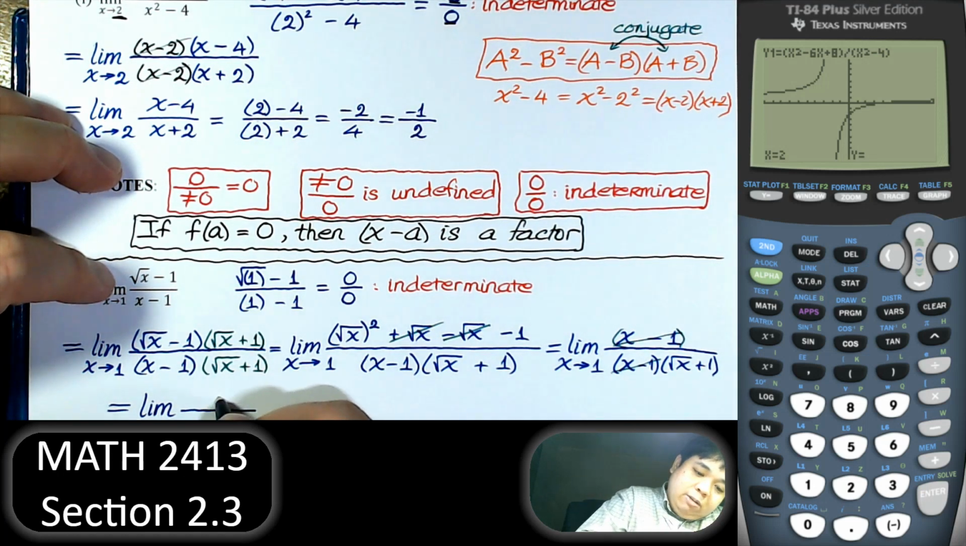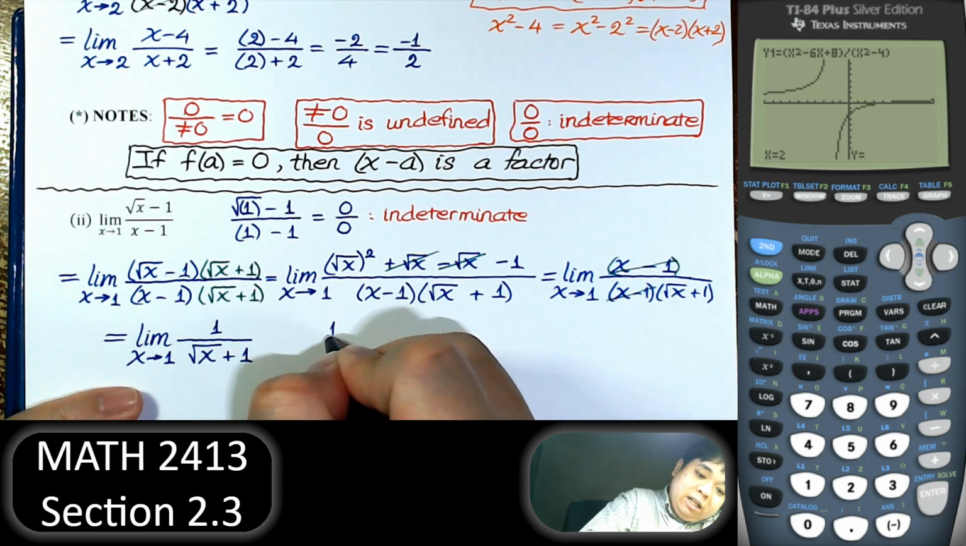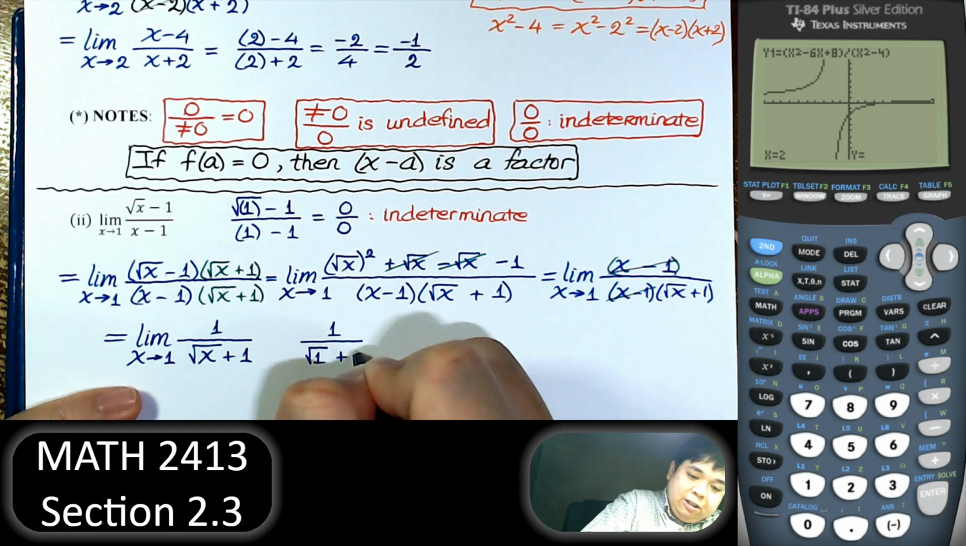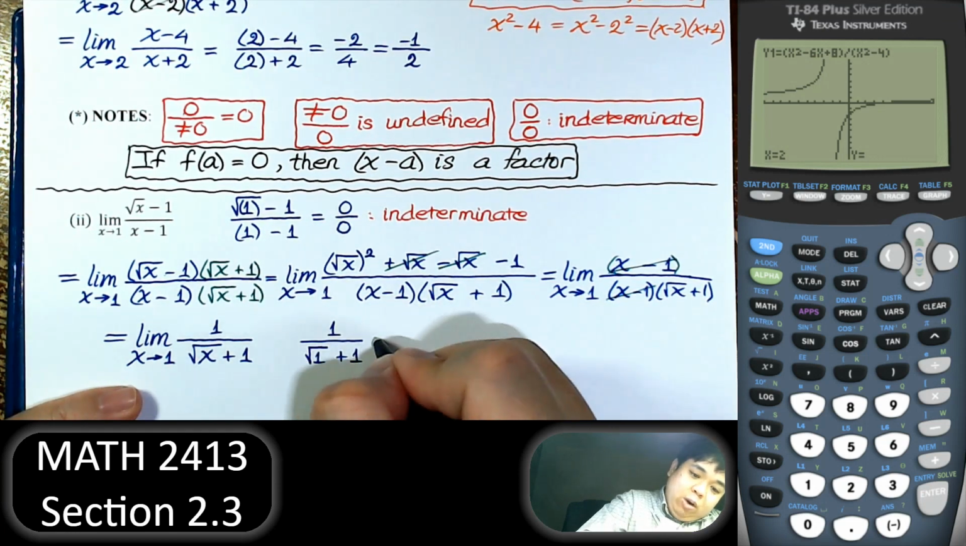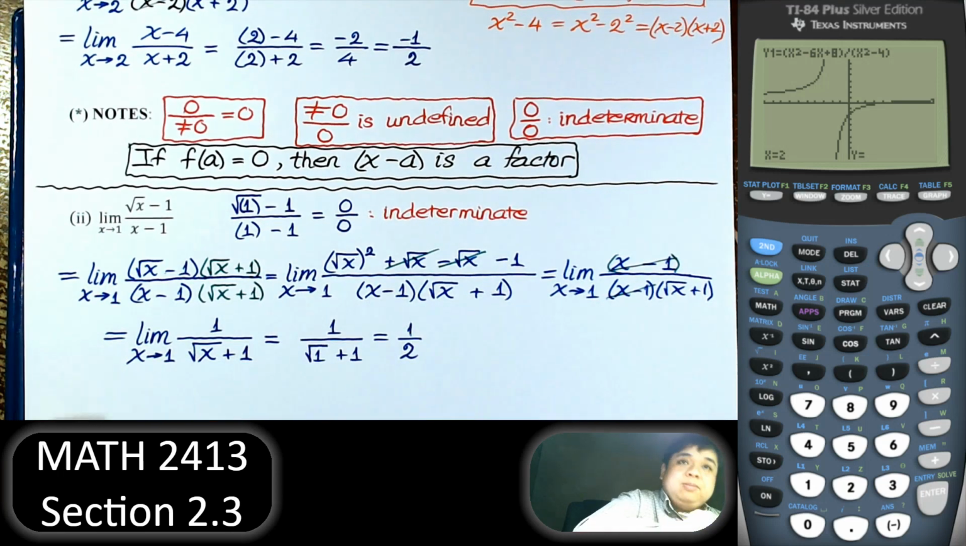And we have 1 on the top, square root of x plus 1 at the bottom. Now let's put the numbers in and see if that is anything defined. That is equal to 1/2, which is defined. So we'll make the limit equal to it.